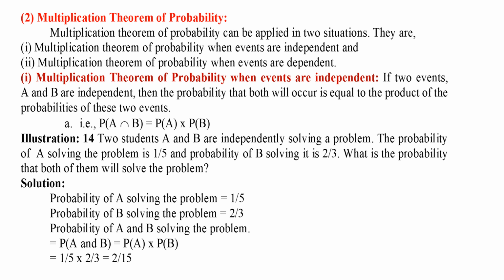If two events, A and B, are independent, then the probability that both will occur is equal to the product of the probabilities of these two events. That is, P(A ∩ B) = P(A) × P(B).